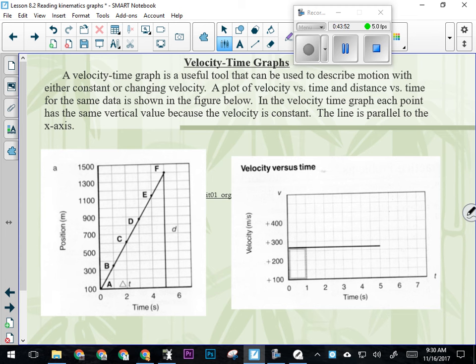What's this velocity versus time graph showing? The same thing, right? It is showing an object moving at a constant velocity for 5 seconds. These are the same object. Yes, that was my intent.